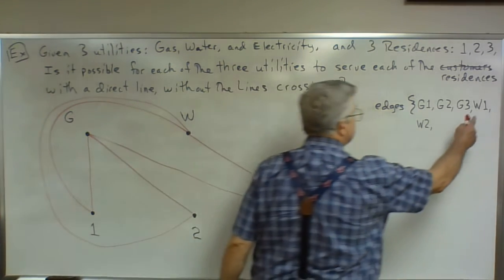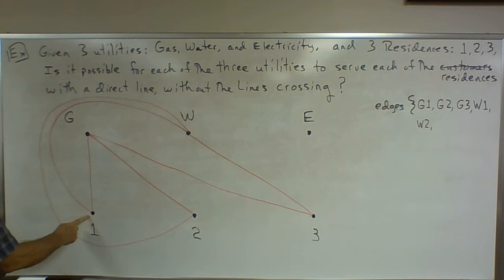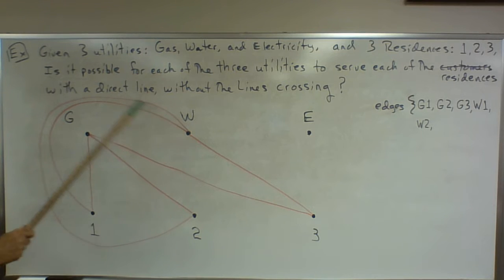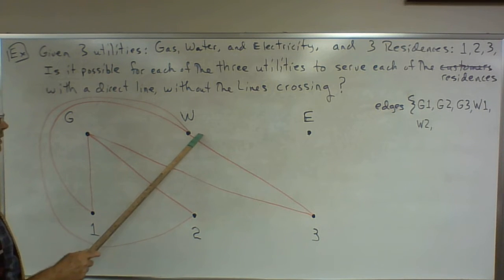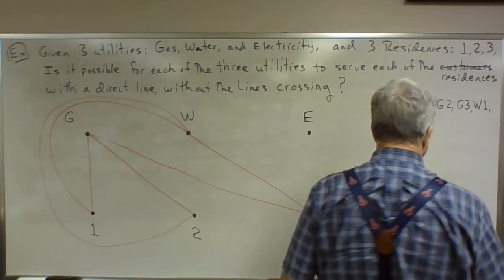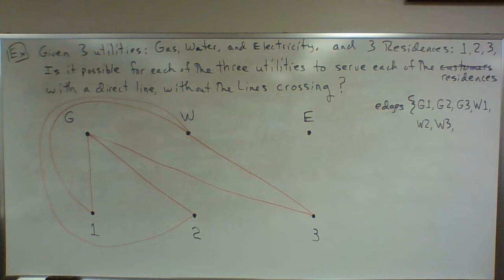W1 goes from Vertex Water Company to Resident 1. W2 goes from Vertex Water Company to Vertex Resident 2. And we have an edge going from Water Company to Resident 3. We can call that W3. So we got gas and water going to each resident without crossing.